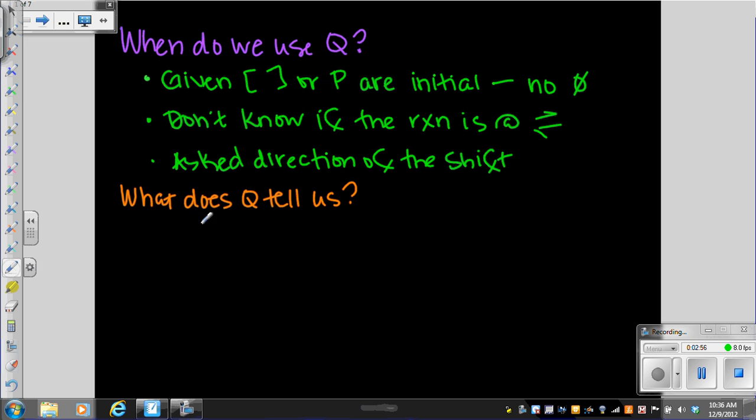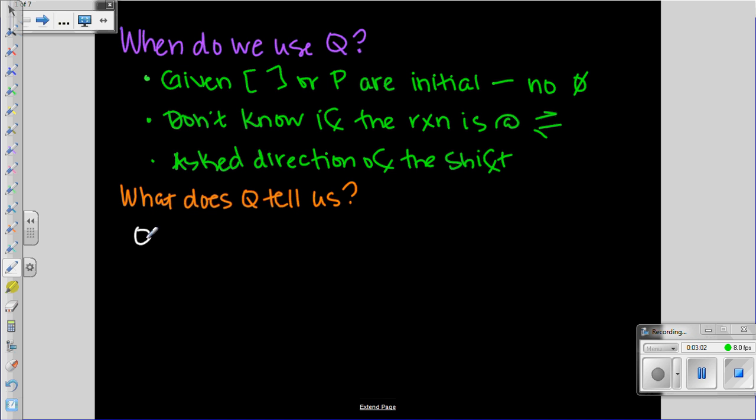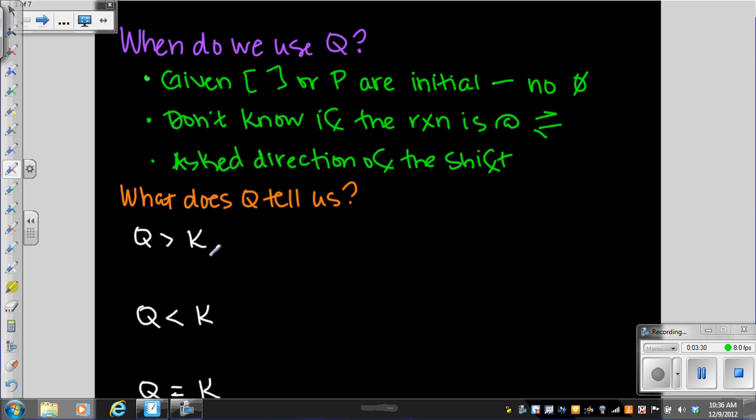Okay, so once we've used Q, what does Q actually tell us? There are 3 situations. We have one where Q is greater than K, a situation where Q is less than K, and then we can have a situation where Q is equal to K. What we always want to do is write Q first because that's our predictor, and then compare that to our given equilibrium constant. Let me start with the easy one, Q is equal to K.